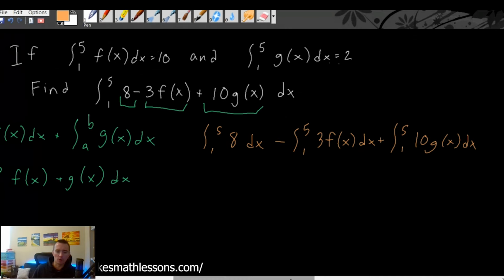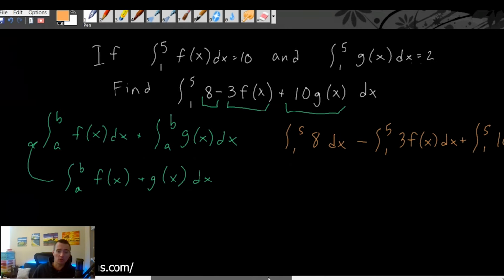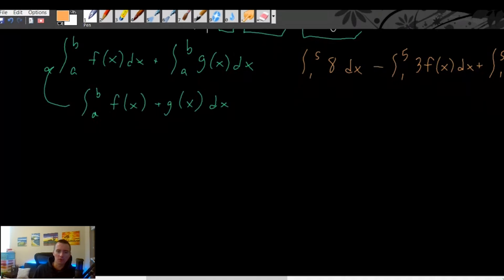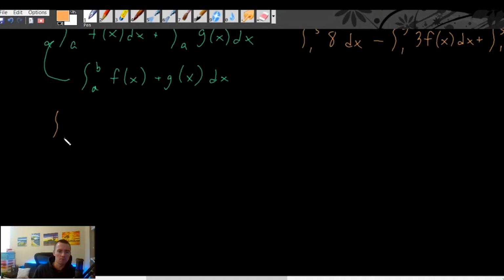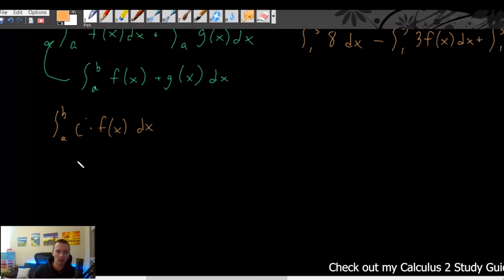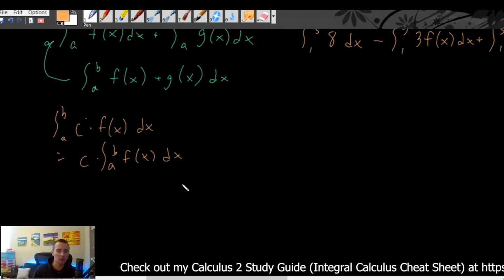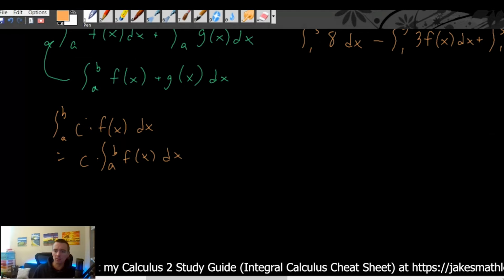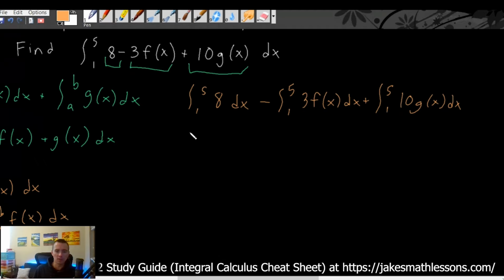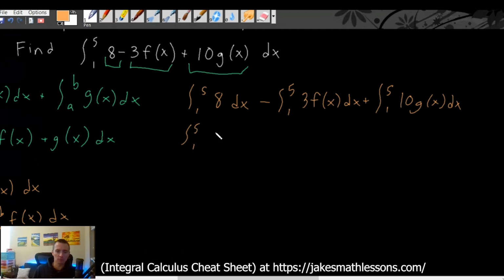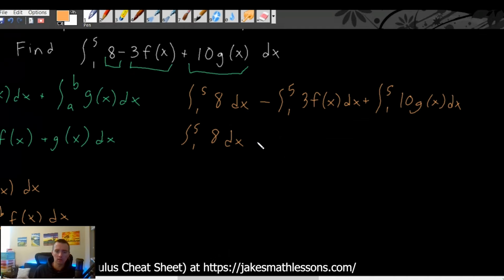Well, one of the integral properties that's on my study guide is that if we have the integral from a to b, whatever a and b are, of some constant times some function, the constant can be pulled out. So this is going to be equivalent to the constant times the integral from a to b of whatever the function that was being multiplied by that constant is. So in this case, this first integral is not going to be changed yet. We'll deal with that in a moment. So we'll keep the 8 there.